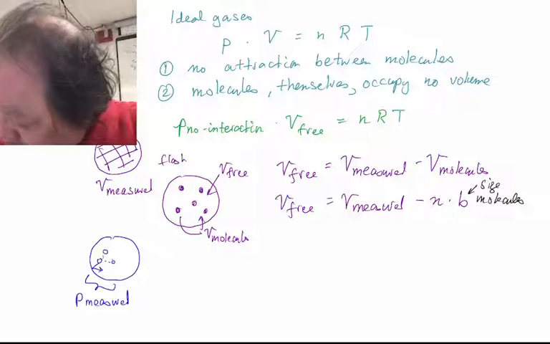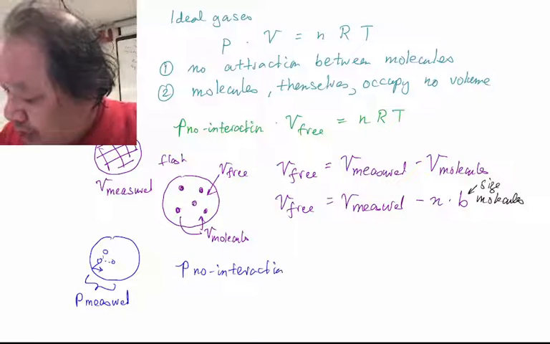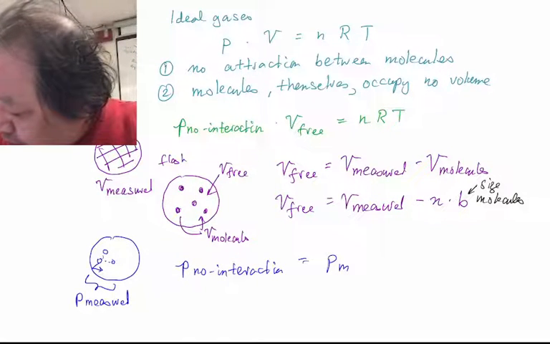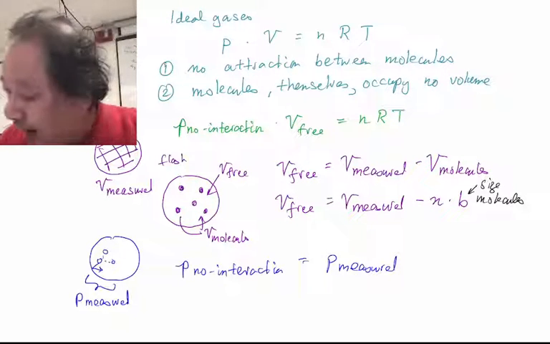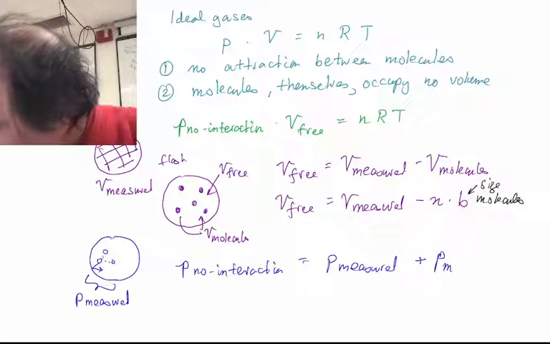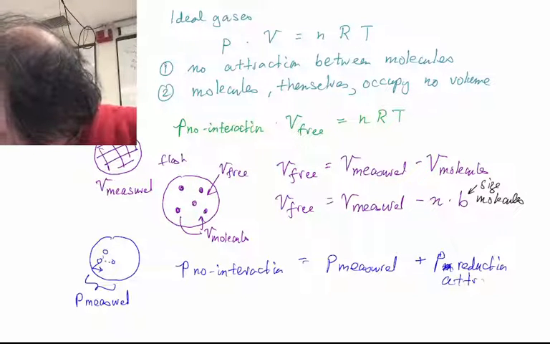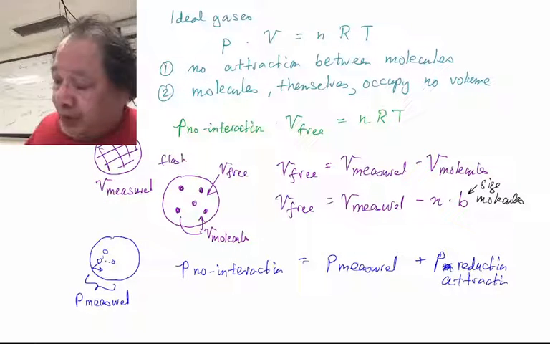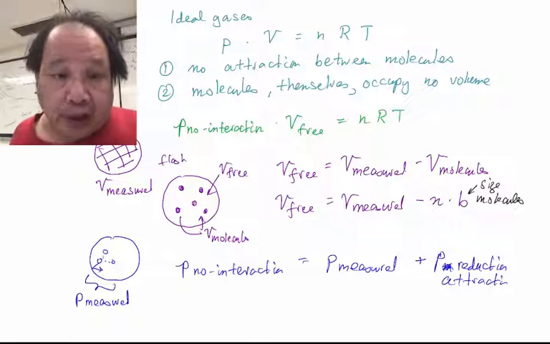P, no interaction, is therefore greater than P measured. P measured feels the reduction in pressure caused by the attraction to the nearby molecules. So P no interaction is greater than P measured. It is greater than P measured by the reduction in pressure caused by attraction.